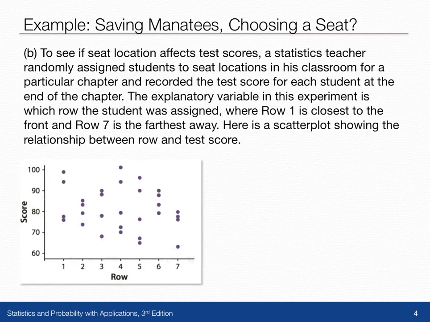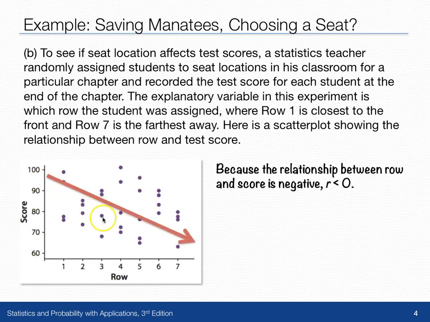To see if seat location affects test scores, a statistics teacher randomly assigned students to seat locations in his classroom for a particular chapter and then recorded the test score for each student at the end of the chapter. The explanatory variable in this experiment is which row the student was assigned, where row 1 is closest to the front and row 7 is farthest away.